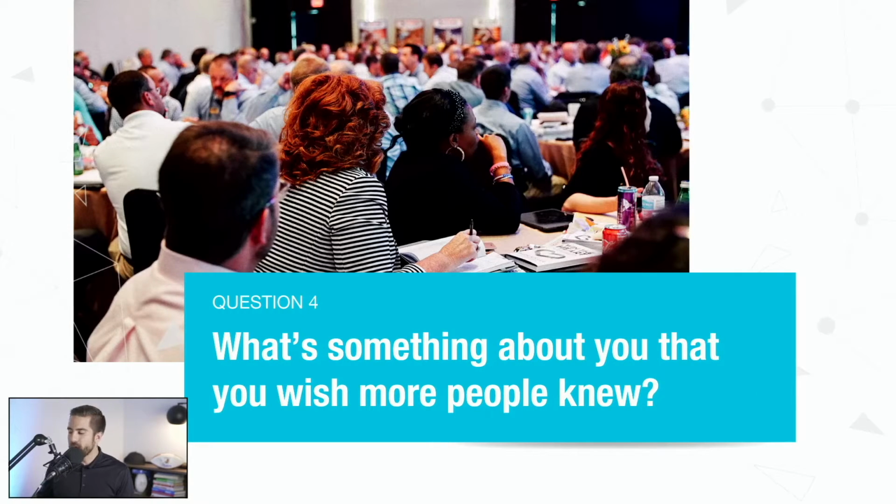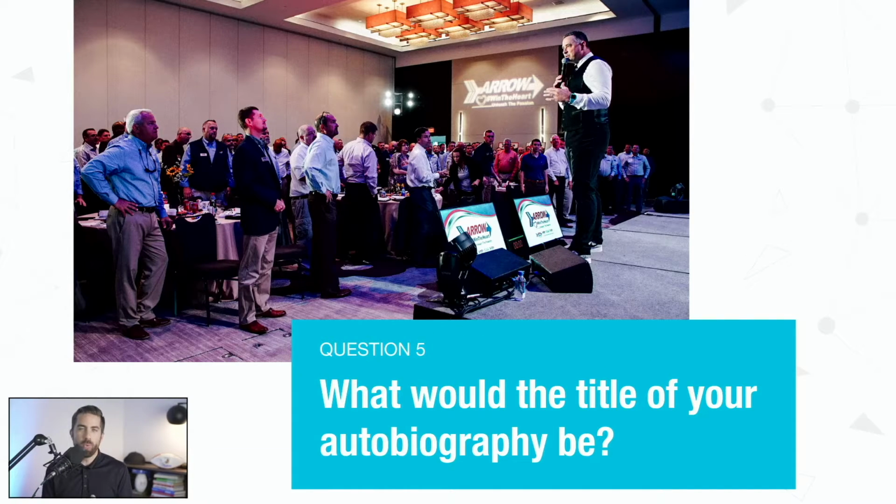Question number 4 is, what's something about you that you wish more people knew? And then let people just go from there. It could be a fun fact about them. It could be how deeply they care about their passion or their hobby that they just shared. Question number 5 is, what would the title of your autobiography be? So those are 5 amazing questions that you can share that are just simply like, hey, let's get to know each other. And that would be at the beginning of a leadership retreat.